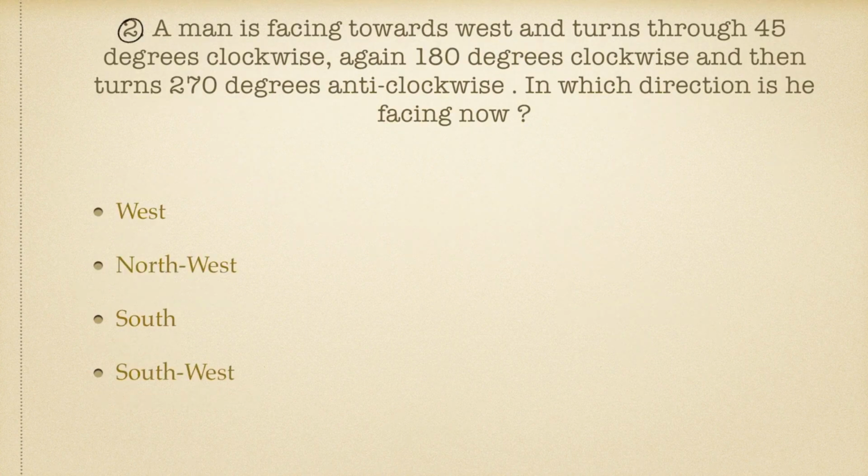Now the second question. A man is facing towards west and turns 45 degrees clockwise, and again 180 degrees clockwise and then turns 270 degrees anti-clockwise. In which direction is he facing now? These are the set of options: west, northwest, south, southwest. Let's draw the basic drawing map.